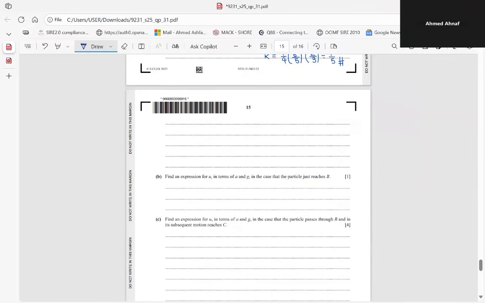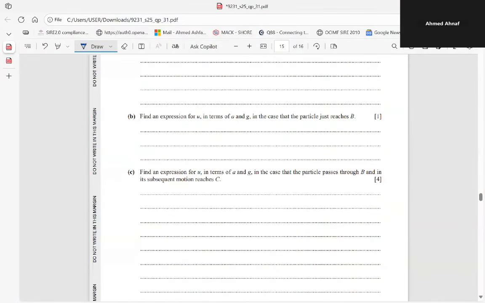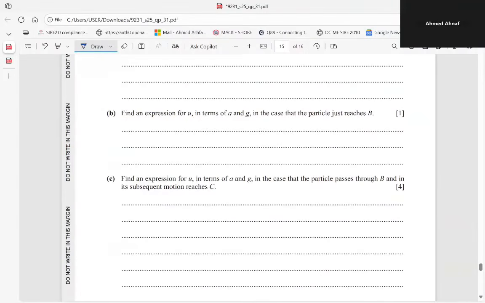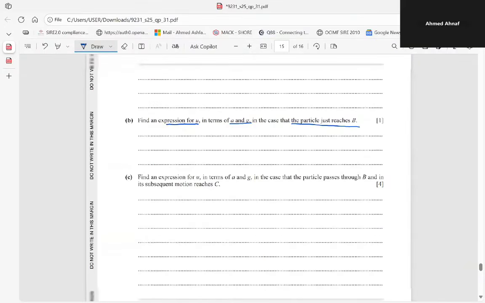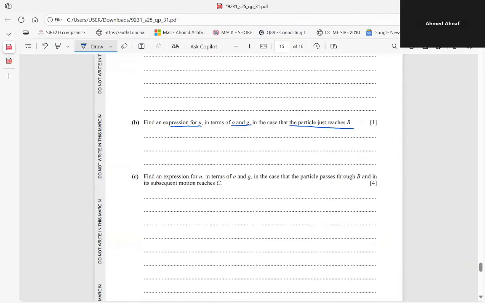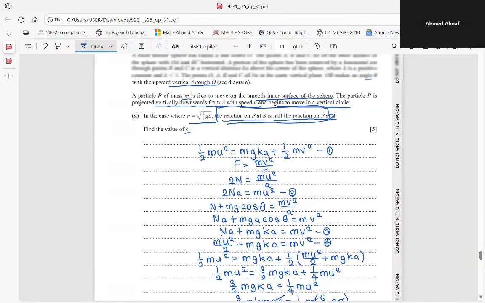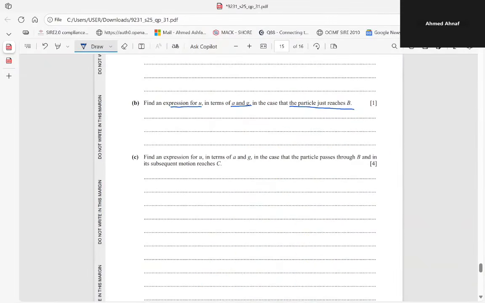Let's head on to the second part. For this second part, we're told to find an expression for u in terms of a and g in the case that the particle just reaches B. When the particle just reaches B, the reaction force at B would be equal to 0. So N equals 0.